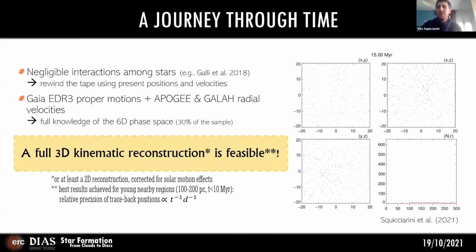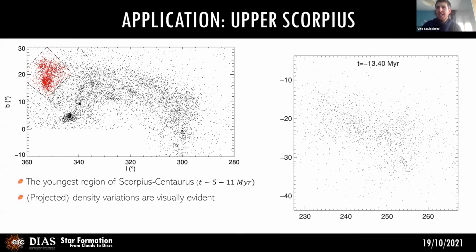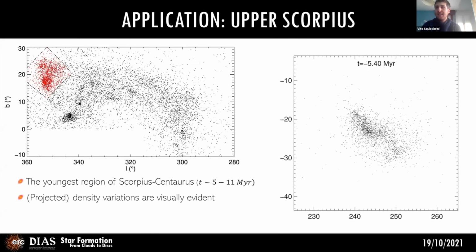The animation that you see on the right is actually related to Upper Scorpius. That is a subgroup of Sco-Cen that was the real target of our studies at the end. It is the youngest region of the Sco-Cen, and it has a projected density that is varying especially. And so we performed the same kind of analysis. You can see the 2D projection on the right. So these are alpha and delta.